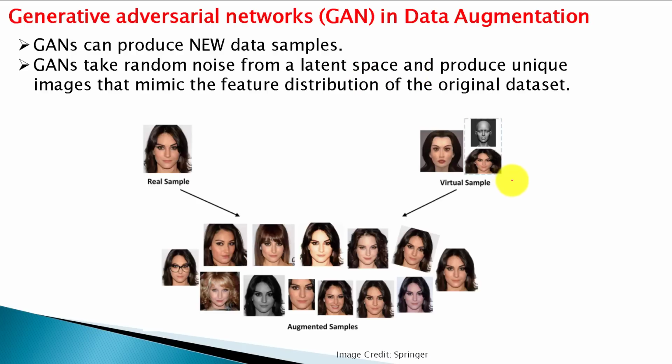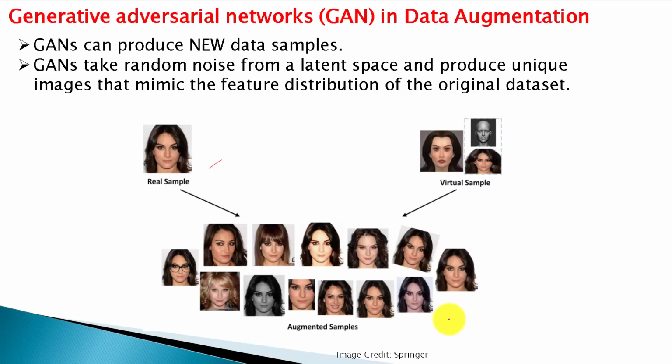The figure below shows this one is the image of a real sample, and these are a few virtual samples. Virtual samples are those samples similar to those we want to create new images. So this one was the original real sample and these were the virtual samples. And after implementation of the GAN model, the model creates these new augmented samples. The augmented samples have both the properties of the real samples and the virtual samples.